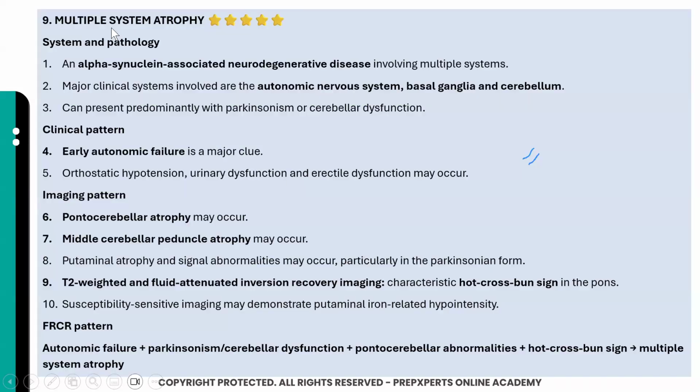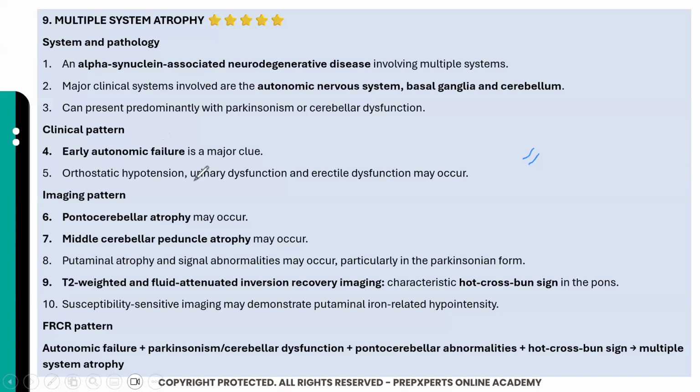Now let's come to multiple system atrophy. This is again alpha synuclein associated degenerative disease. So what is extra here? Autonomic nervous system. There is basal ganglia involvement, there is cerebellum involvement, there is autonomic nervous, multiple system, basal ganglia, autonomic, and cerebellum. Predominantly with Parkinsonism or cerebellar dysfunction, early autonomic failure is a major clue. So you can see that symptoms will guide you to the answer.